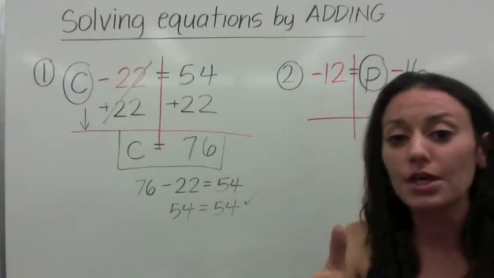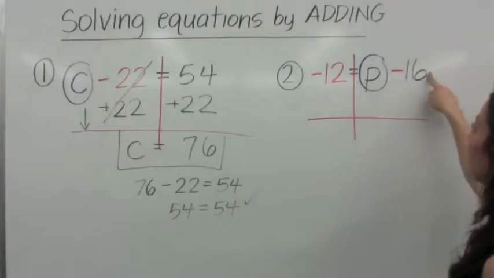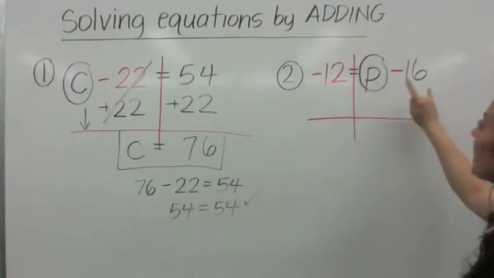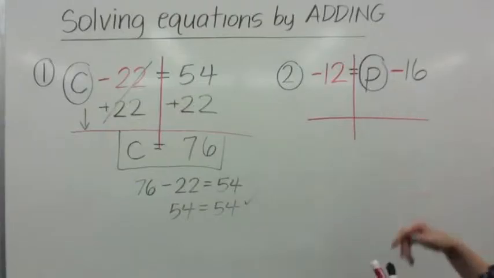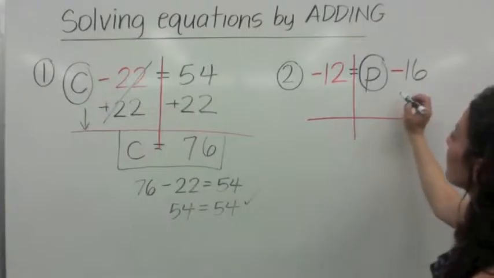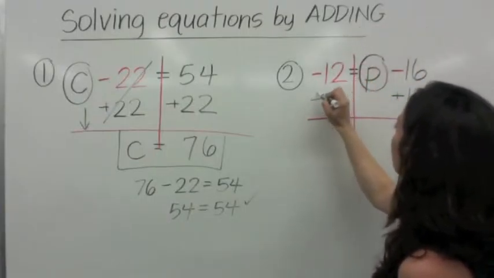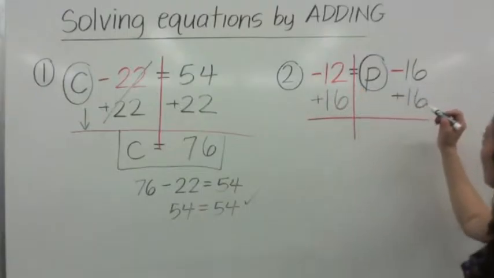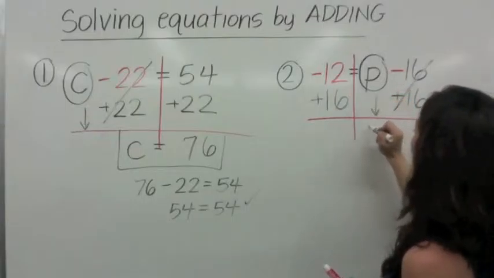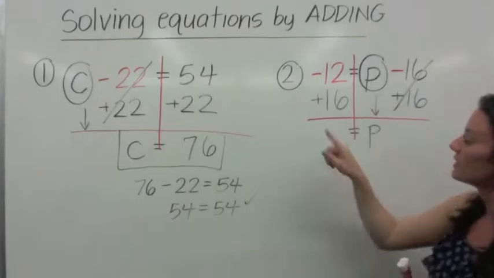Why? You need to look at the number that is closest to this variable here, and you need to basically move it to the other side. To move it to the other side, we have to do the inverse of negative 16, which is, what's the opposite of negative 16? It's positive 16. So we're really moving it over by adding it to both sides, okay? Negative 16 and positive 16 make 0. We're going to bring down p, and p will equal a negative 12 and a positive 16.